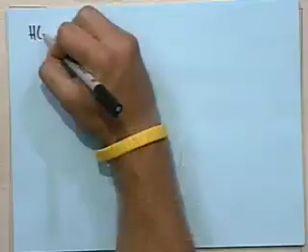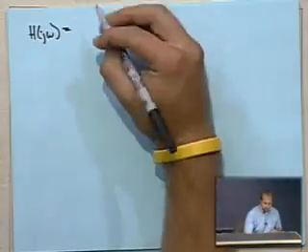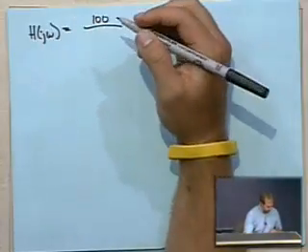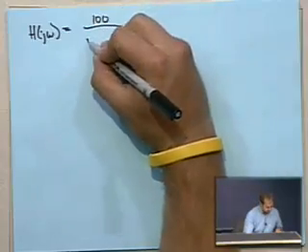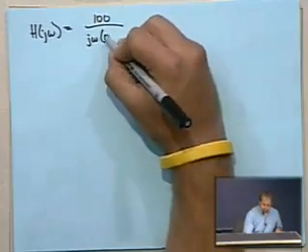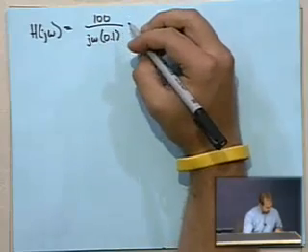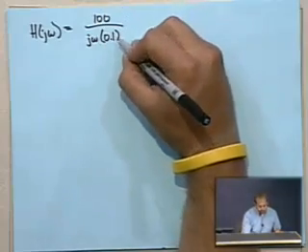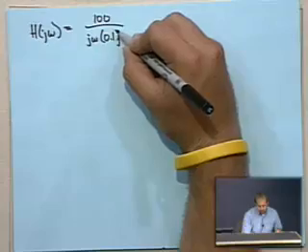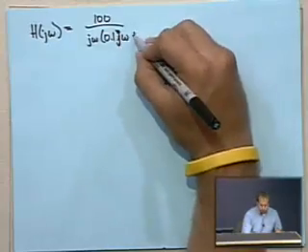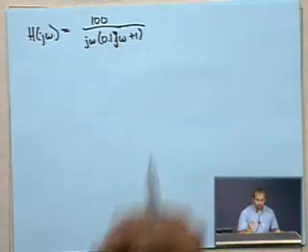So, why don't you guys try this one real quick? I've got an extra example here. So here's a transfer function: 100 over j omega times (0.1 j omega plus 1). So there's the transfer function.